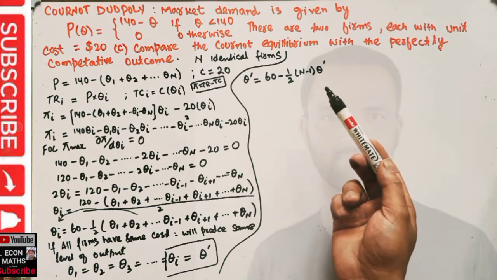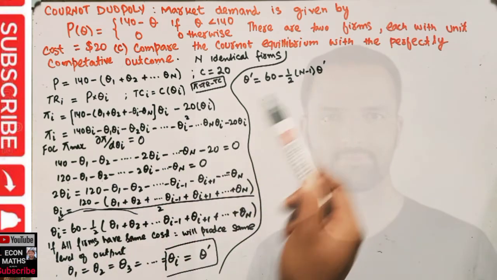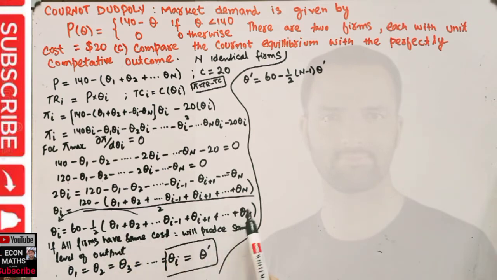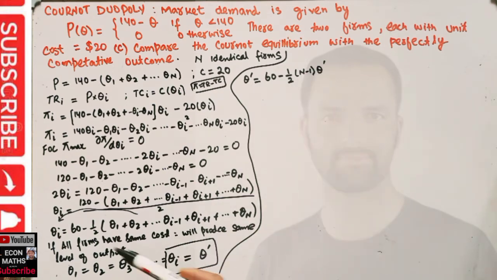Let us try to figure this out. I have written in place of qi as q dash, as I assume that all firms have the same cost and will produce the same level of output. Now this function will become, in place of qi I have q dash is equal to 60 minus 1 upon 2. Now how many firms do we have here? We have n minus 1 identical firms. So in place of q1, q2, qi minus 1, qi plus 1, I can write n minus 1 into q dash, because q1 is equal to q dash, q2 is equal to q dash, and we have these terms up to n minus 1 number of times.